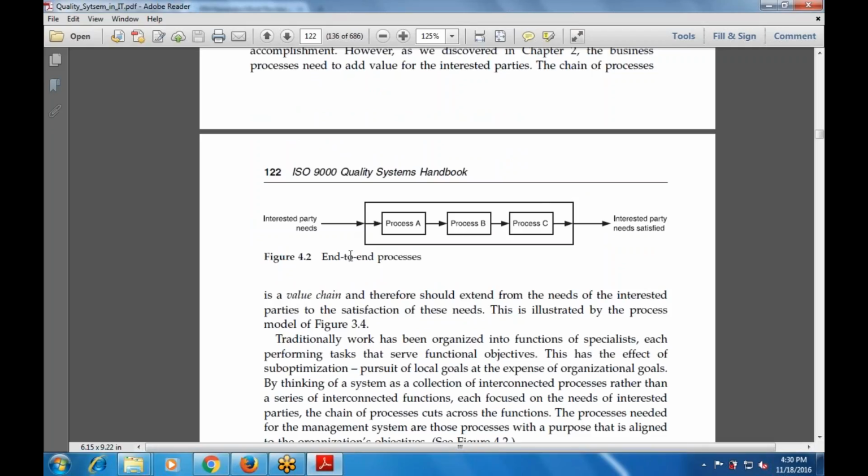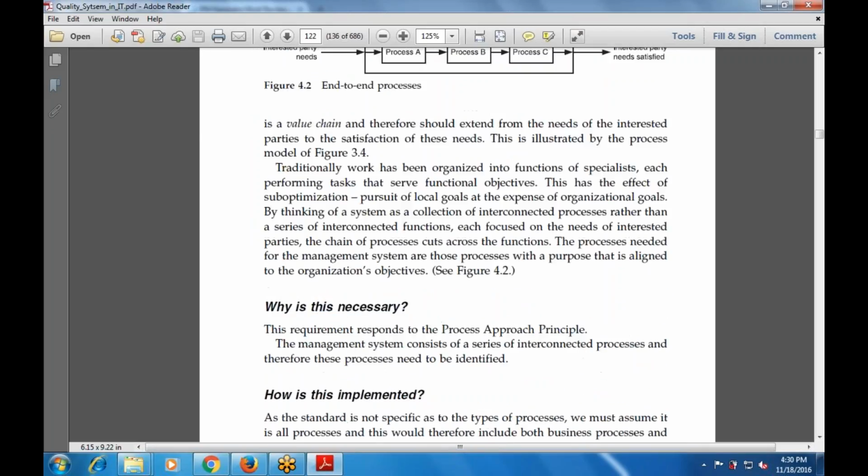Now this is the end-to-end process, process A, process B, and process C. That is a value chain that should extend from the needs of the interested party to the satisfaction of the needs. Why is it necessary? This will lead to the process approach principle. The process approach principle is used with a series of interconnected processes, and therefore these processes need to be identified with the process scenario.